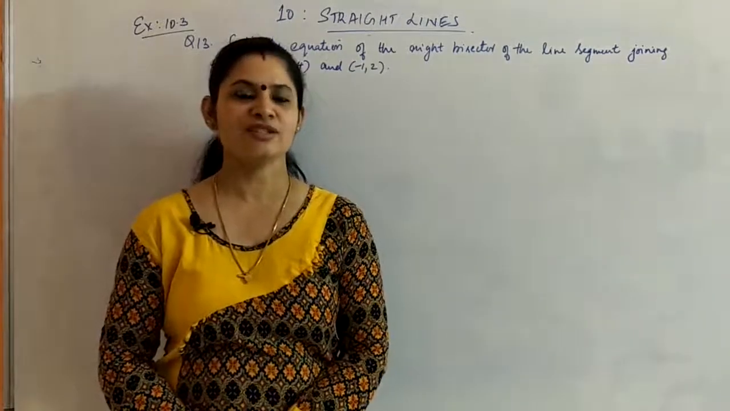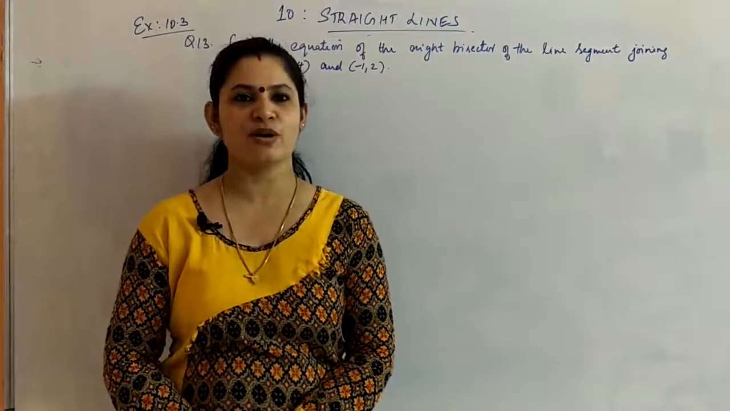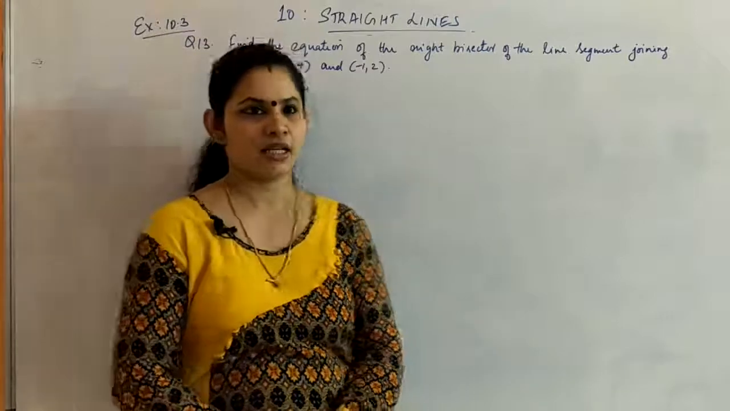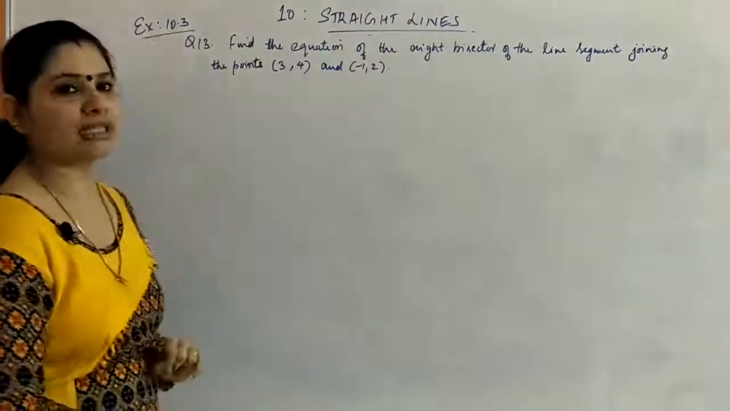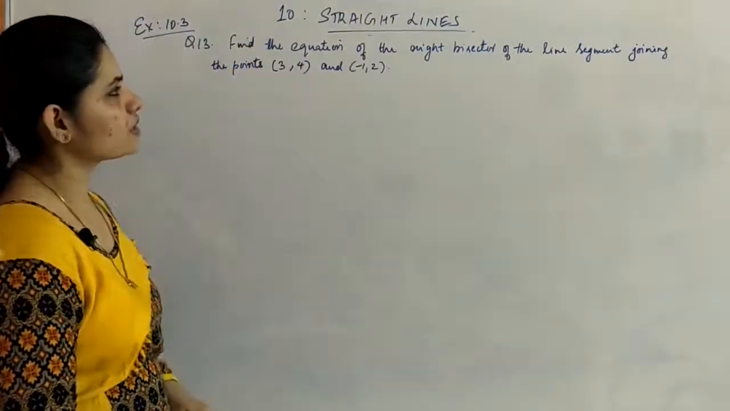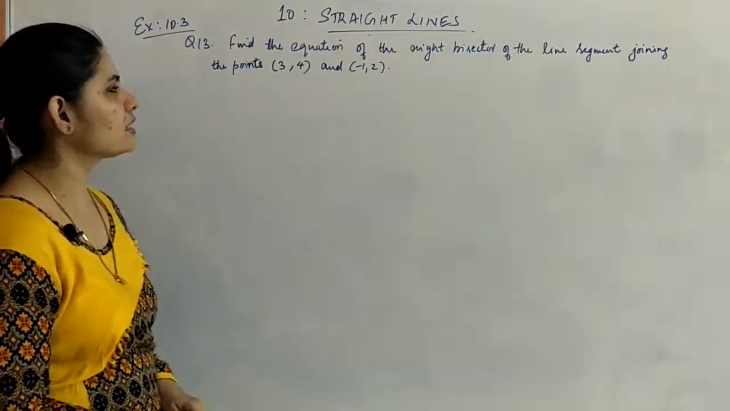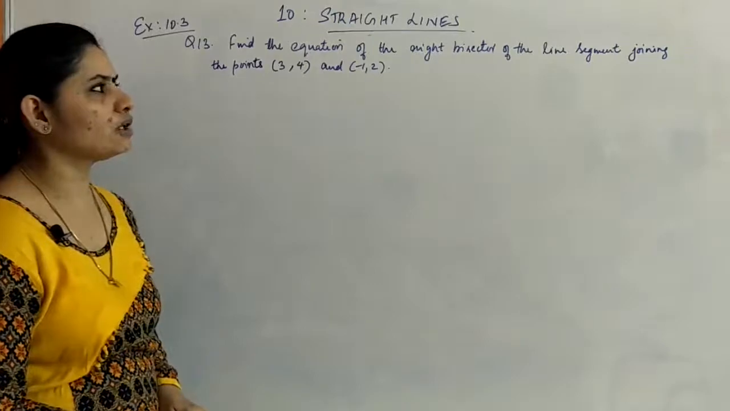Hello everyone, today we are discussing the remaining problems of exercise 10.3 of chapter 10, straight lines. The first question we are dealing with is question number 13, which is: find the equation of the right bisector of the line segment joining the points (3, 4) and (-1, 2).